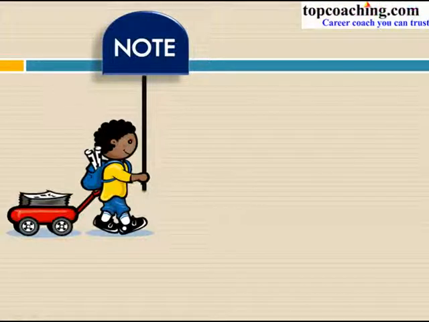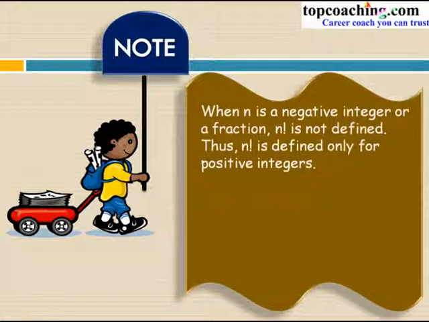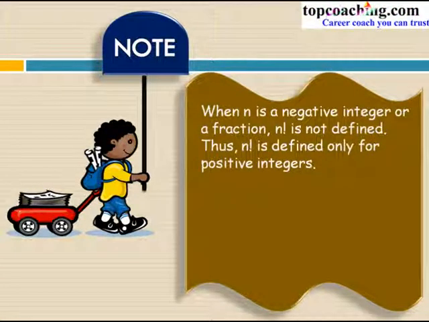Now there's something important to note, and that is when n is a negative integer or a fraction, n factorial is not defined. So what we can see here is n has to be a positive integer. It cannot be a negative integer. If it is a negative integer, then factorial notation is not defined. Also, factorial notation is not defined for fractions. So n has to be a positive integer.